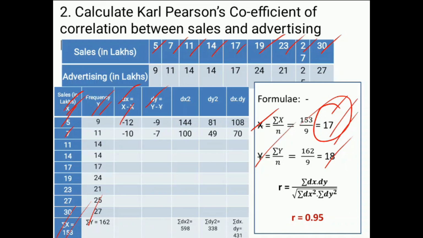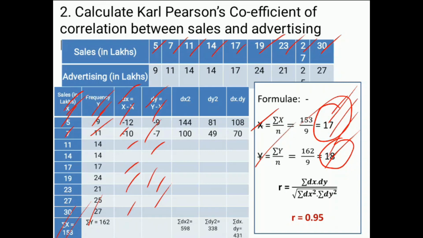7 minus 17, you will get minus 10. Similarly, you will do it for all the rows. A similar step is followed in Y minus Y mean. The first value is 9 in Y, minus 18 is minus 9. 11 minus 18 is minus 7. Similarly, proceed with the next rows.